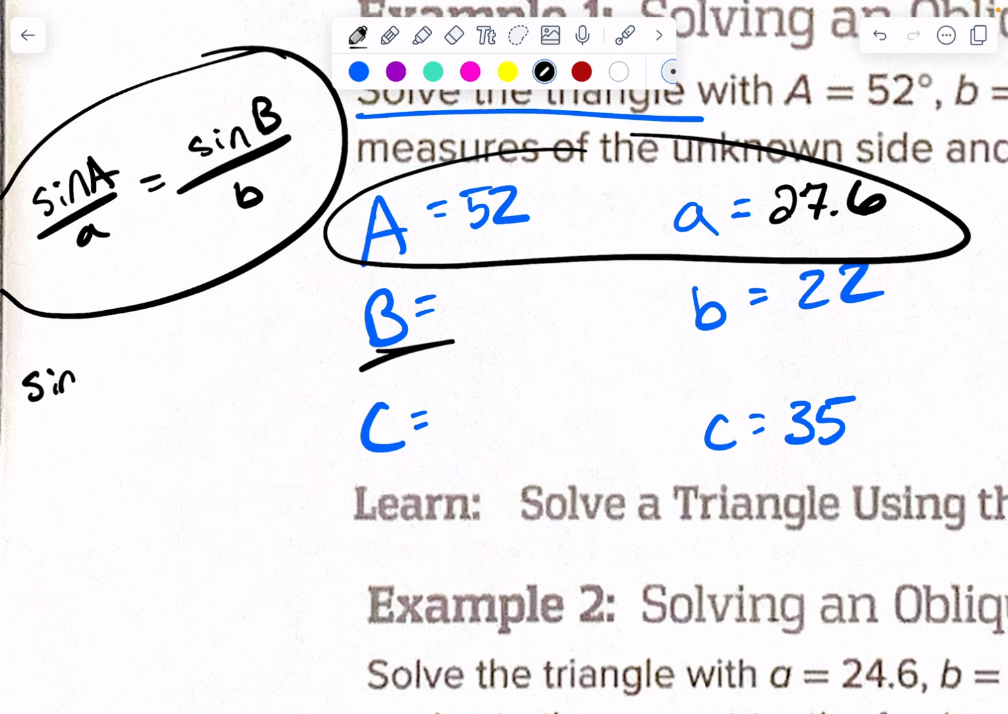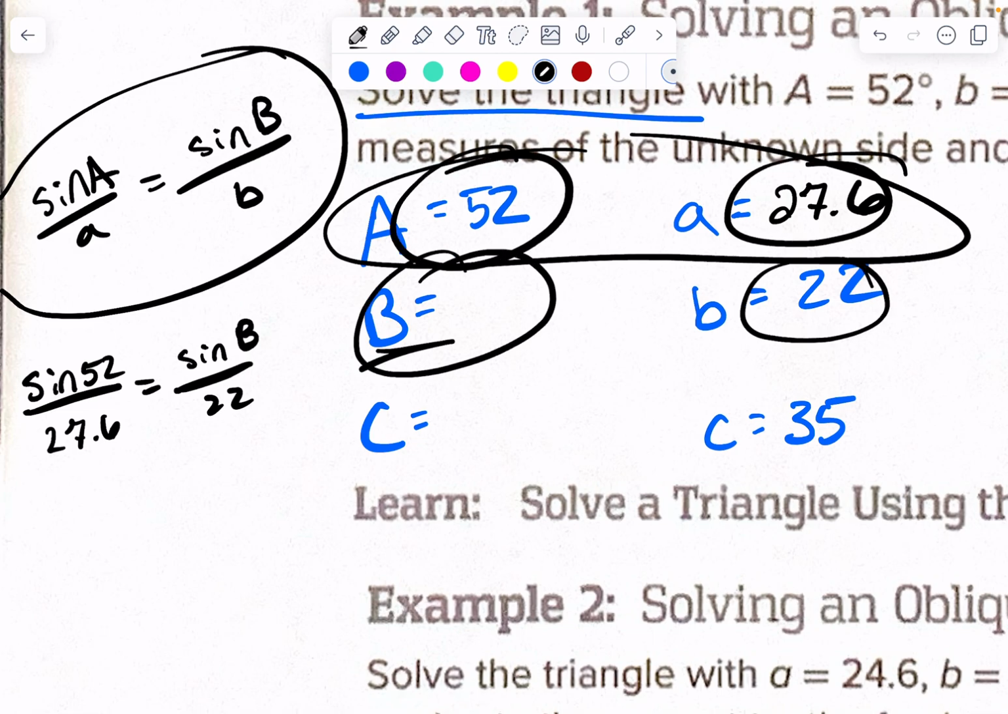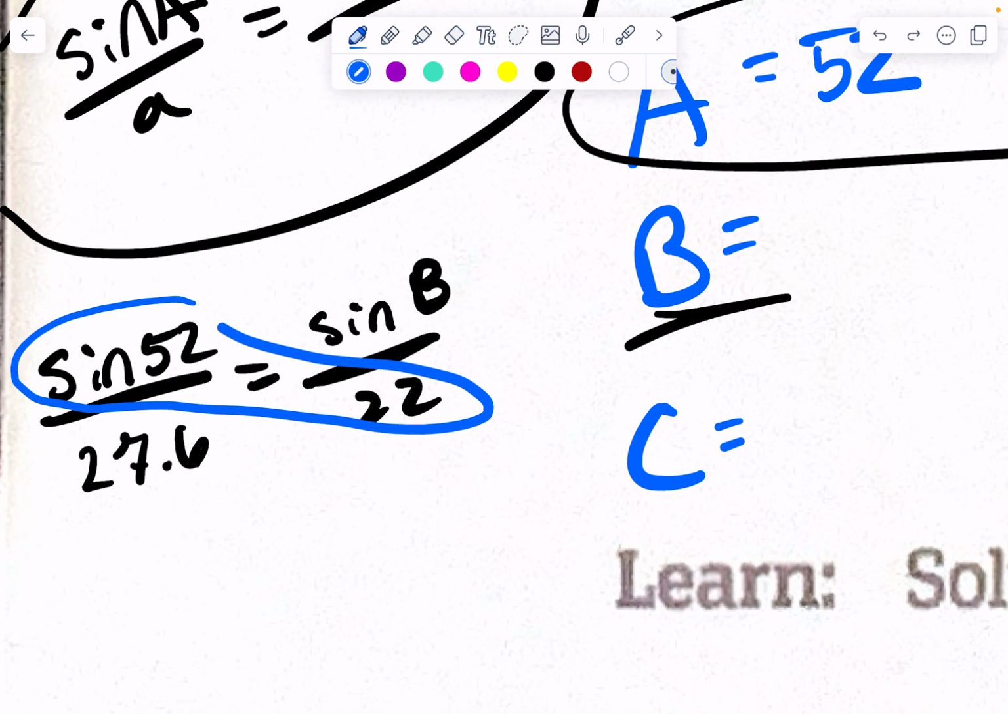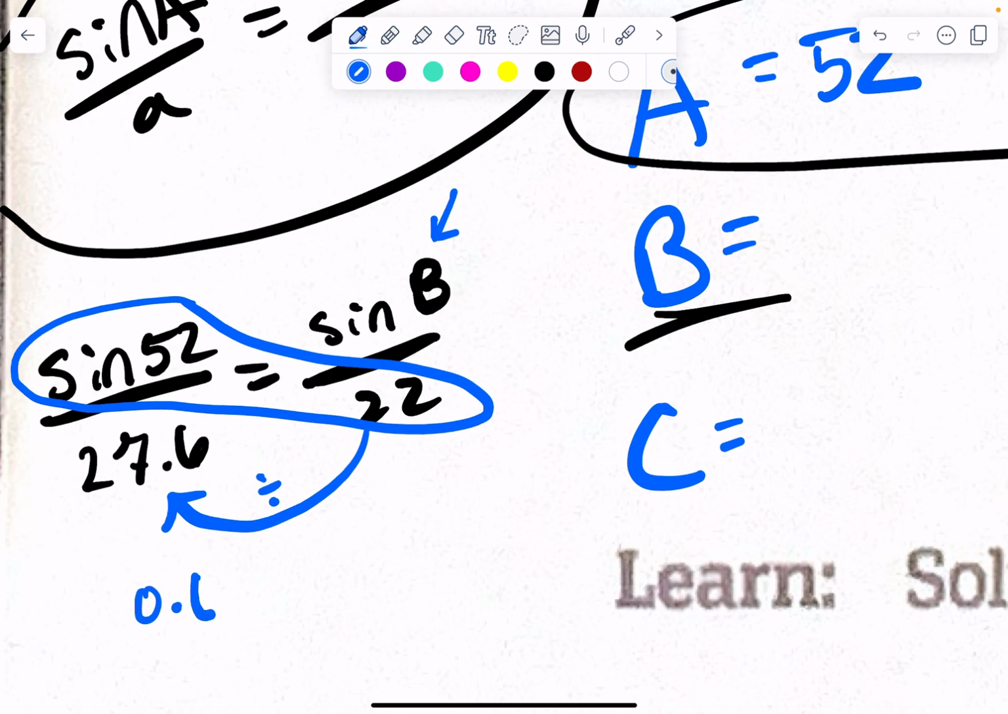So I've got sine of 52 over 27.6 equals sine of b over 22, let's say, right? Sine of that over that. Okay, so this guy over this guy equals this guy over this guy, okay? All right, and I'm going to cross multiply and divide. So we cross multiply these guys, because we're solving for b here, and we're going to divide by 27.6, okay? I'm going to do that real quick. Sine of 52 times 22, divided by 27.6. And you're going to get a really weird answer. You're going to get 0.628. I'll go 3 decimal places.